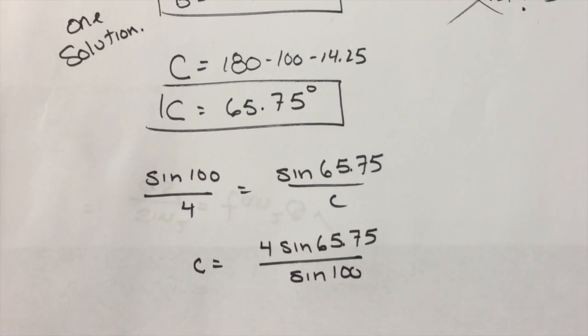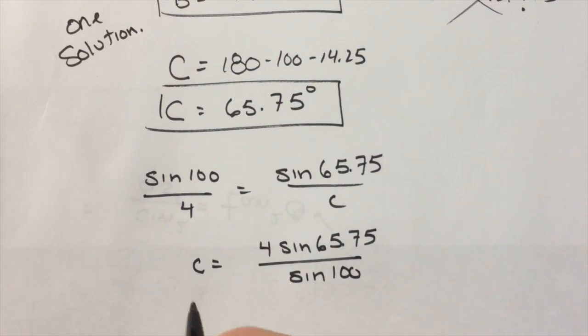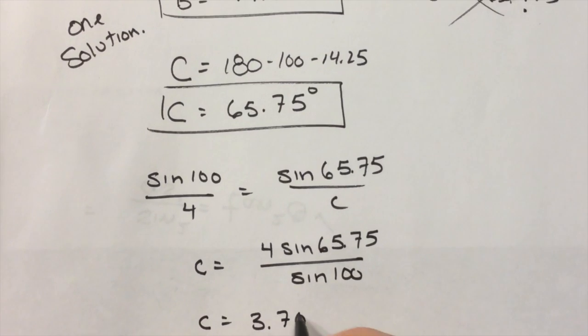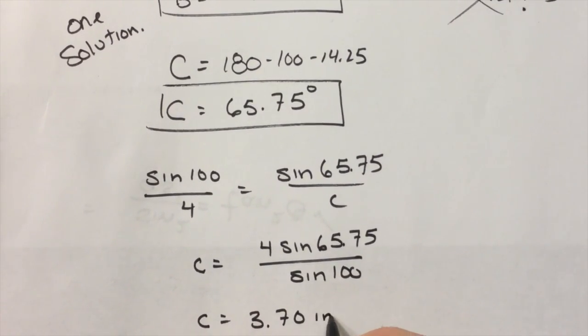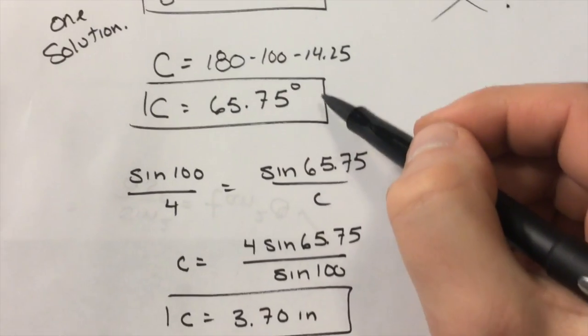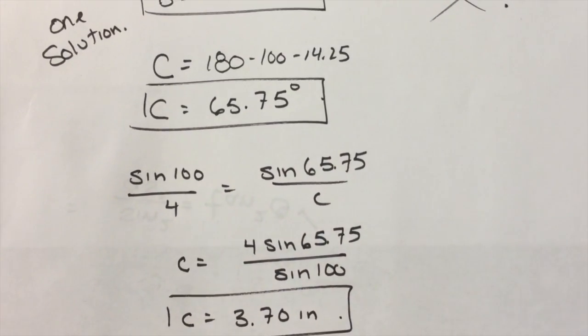So then I go to my calculator, type that in. I have 4 sine 65.75 divided by sine 100. I hit enter. I have little c equals 3.70 inches. So there we go. There's B, there's C, there's little c.